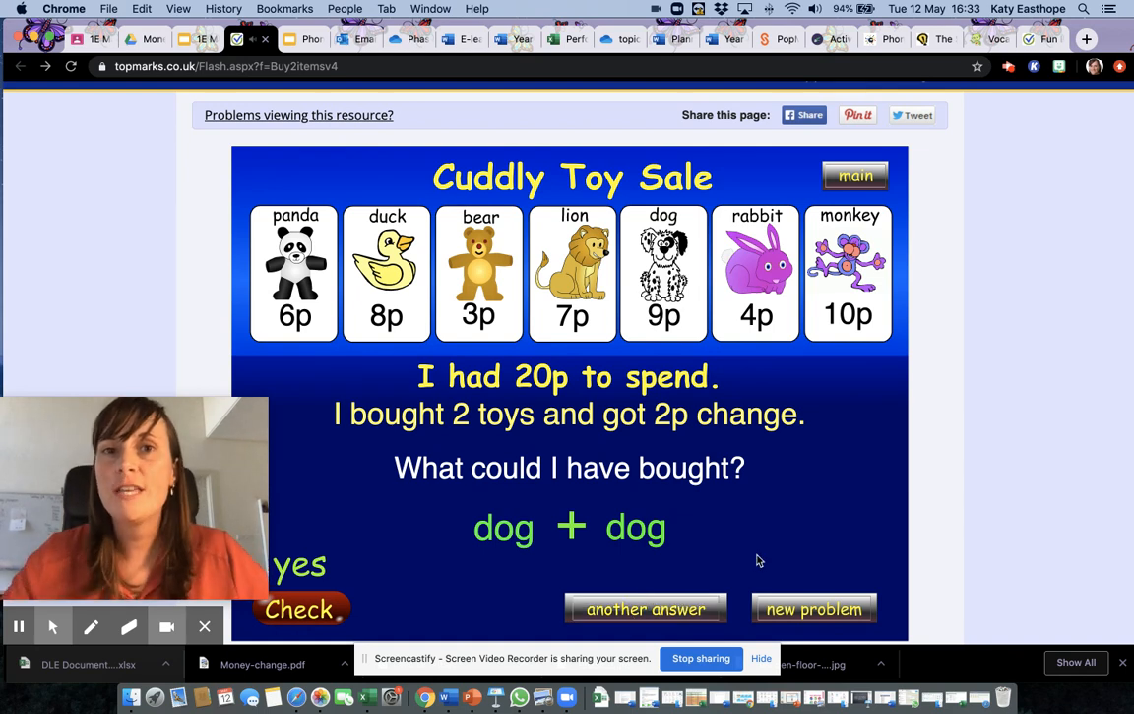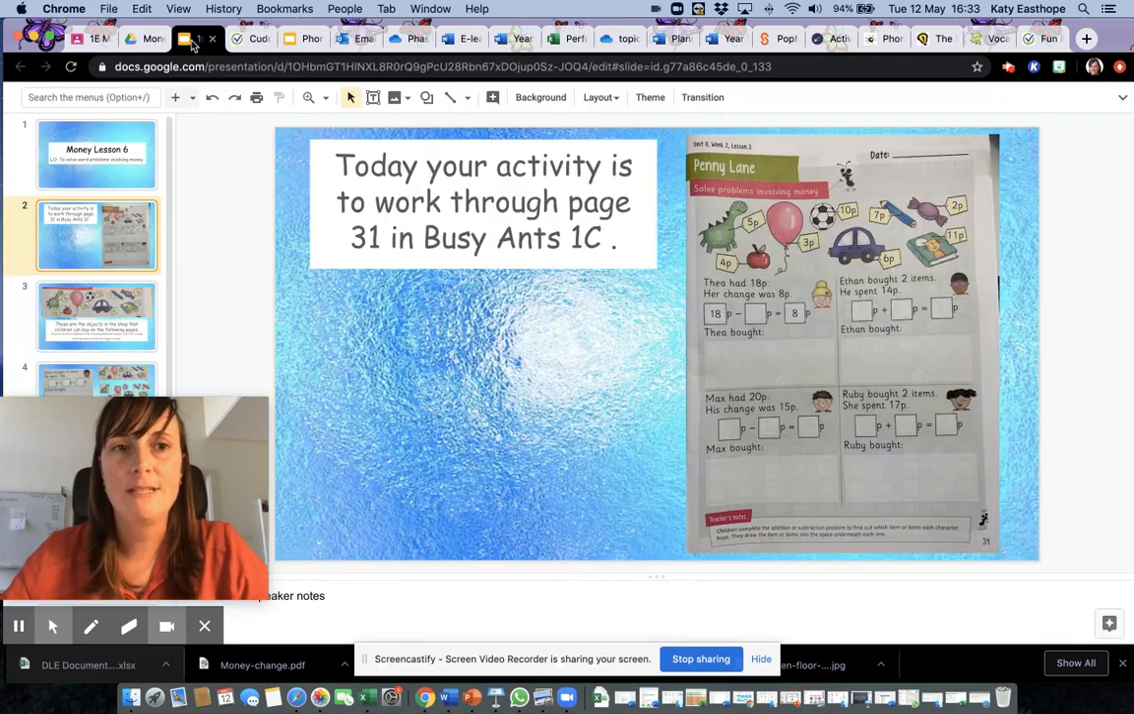So have a look. Think about the place value you know. Think about the doubles you know. If you're not too sure, have a guess. Now let me show you your activity. So you're going to be working through Busy Ants, page 1C. Now if you haven't got this book, don't worry, I've made it for you.